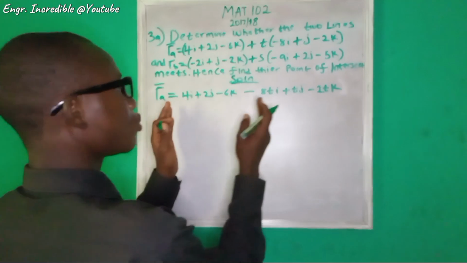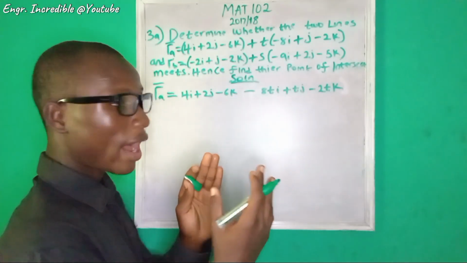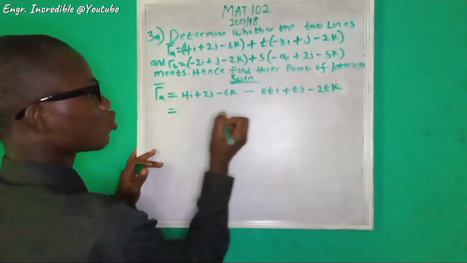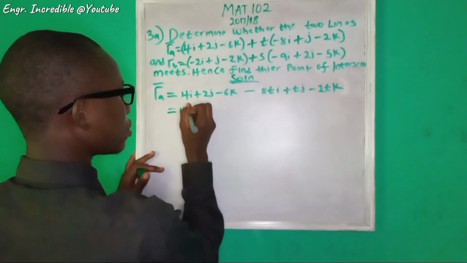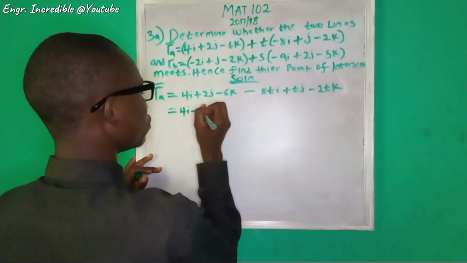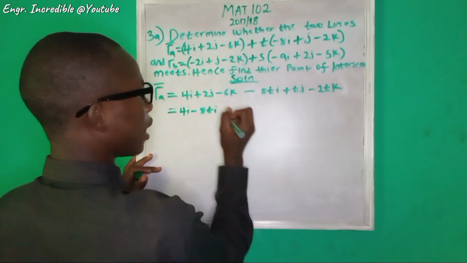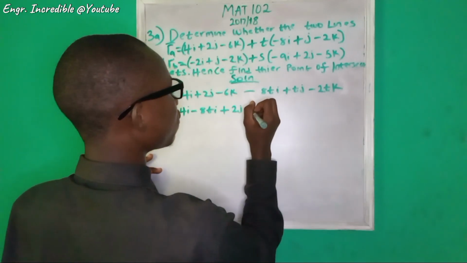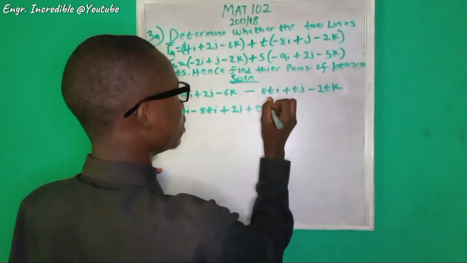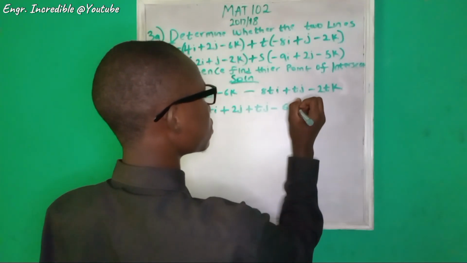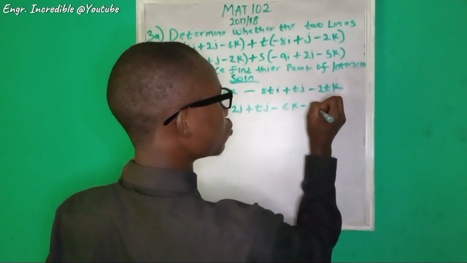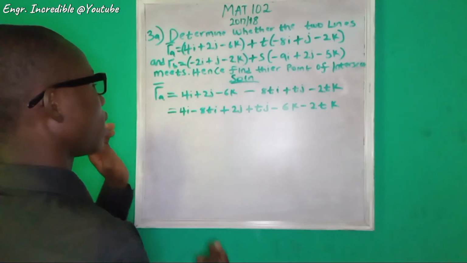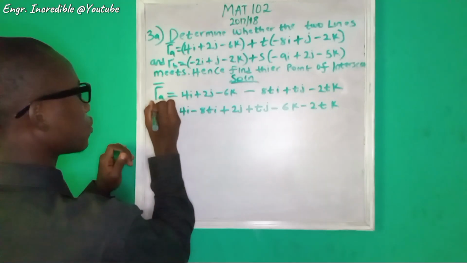So now I'm going to pick the values of i and put them together. The ones with i, I put together: we have 4i then -8ti. Then for j we have +2j, then +tj. For k we have -6k, and here we have -2tk. So that is for line r_A.